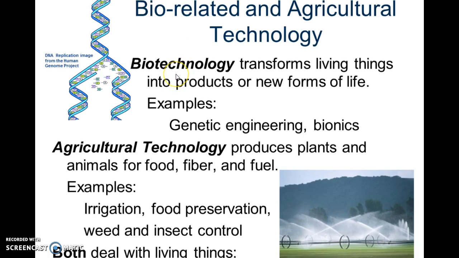So, now we're at bio-related and agricultural technology. We live in Iowa, so we have a lot of technology that relates to this area. Biotechnology transforms living things into products or new forms of life. Examples might be genetic engineering and bionics. Agricultural technology produces plants and animals for food, fiber, and fuel. Some examples of this could be irrigation, food preservation, like canning, weed and insect control. Both deal with living things.